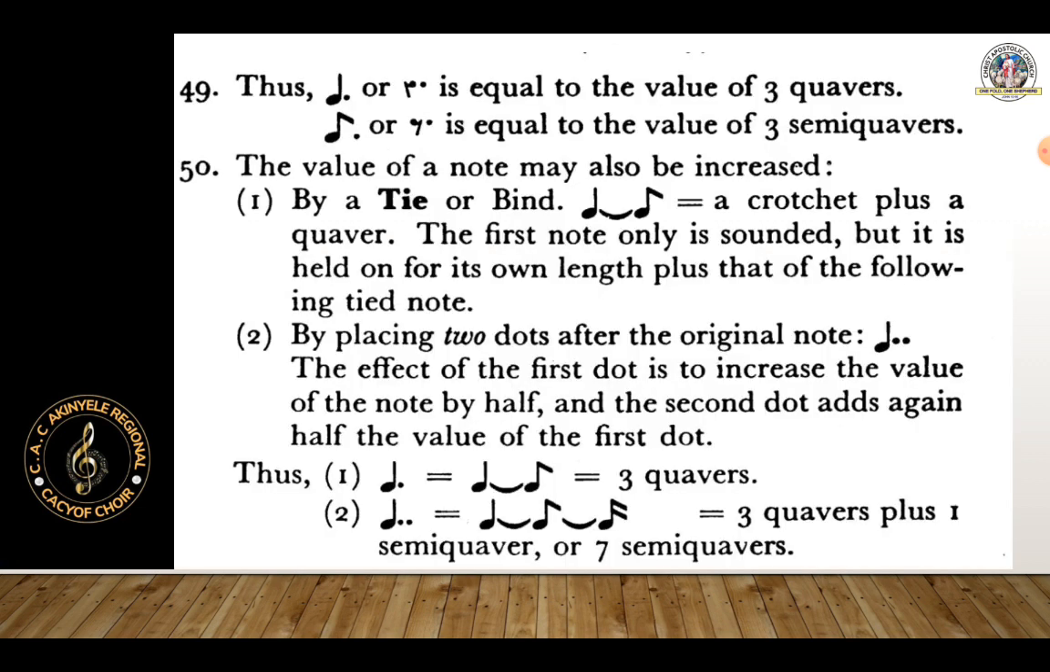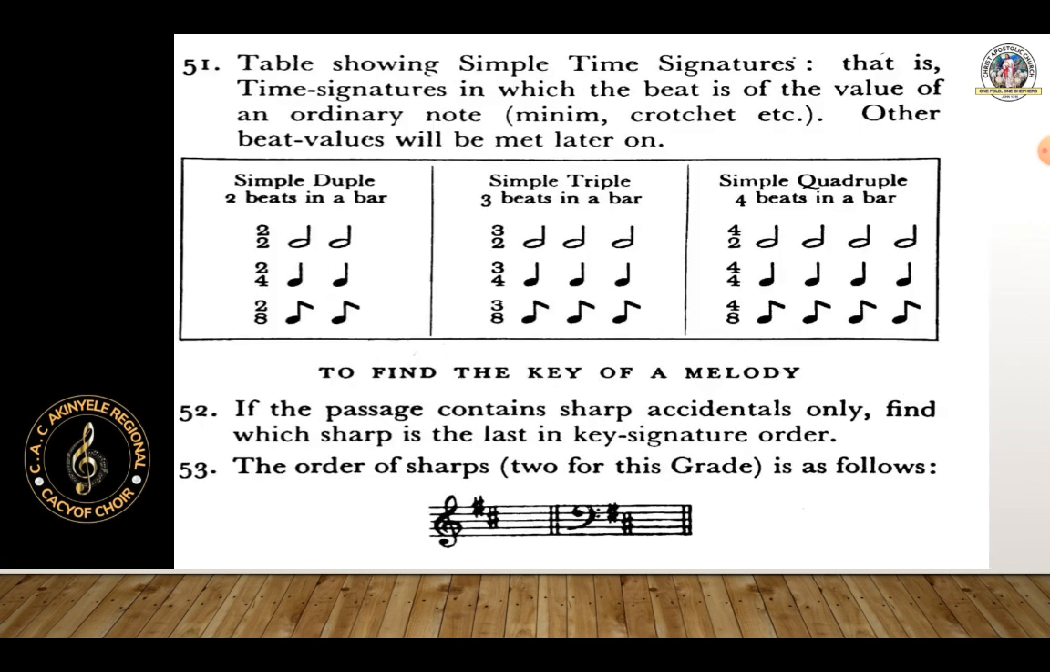Yes, dotted note. I've mentioned the dotted note the other time, that the dot takes the value of the note that is being dotted. If a crochet is dotted, definitely you have a quaver added to the crochet, and if a quaver is dotted, you have a semiquaver added to the quaver, and this is what is represented here.